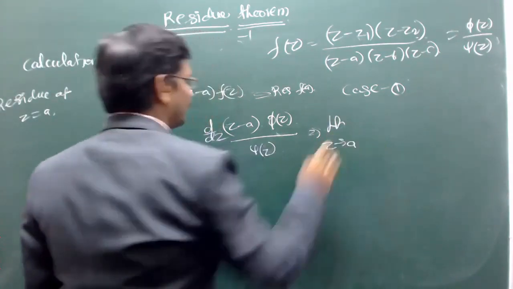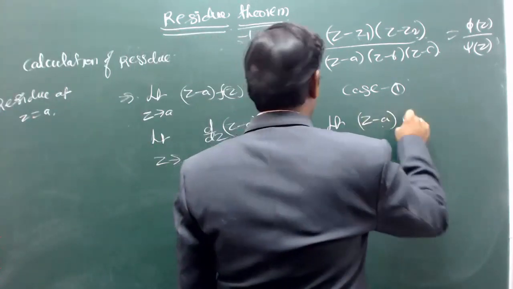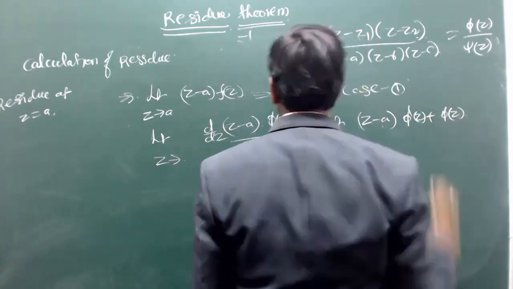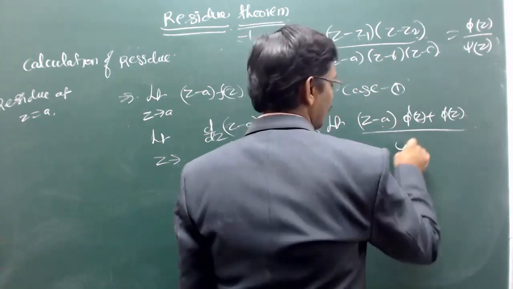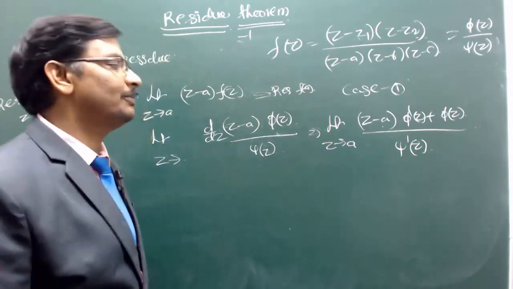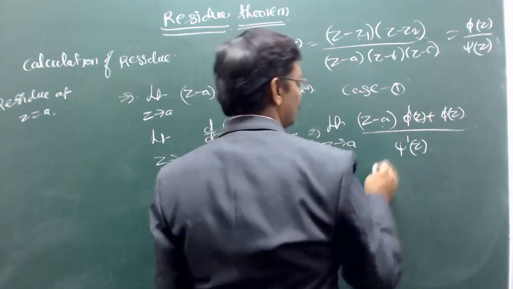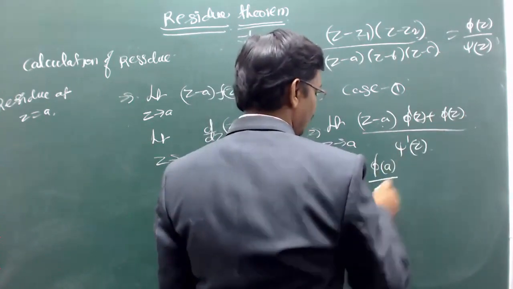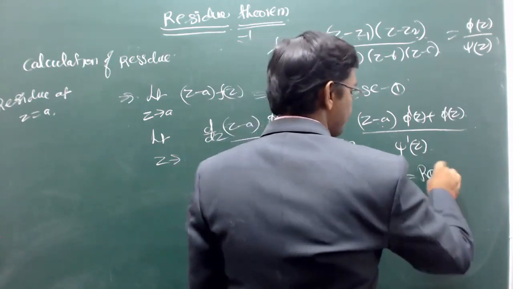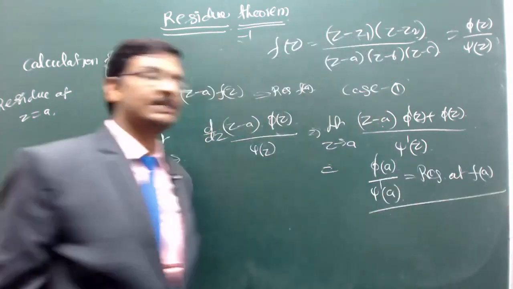Now if you do the derivative, the numerator will be limit z tends to a, and this is the UV formula you can apply, z minus a into phi dash of z plus phi of z into the derivative of z minus a, which is 1, and in the denominator psi dash of z. Now after substituting the limit value z tending to a, this term will become 0, and this will be phi of a divided by psi dash of a. This is the residue at f of a. So this is case 2.